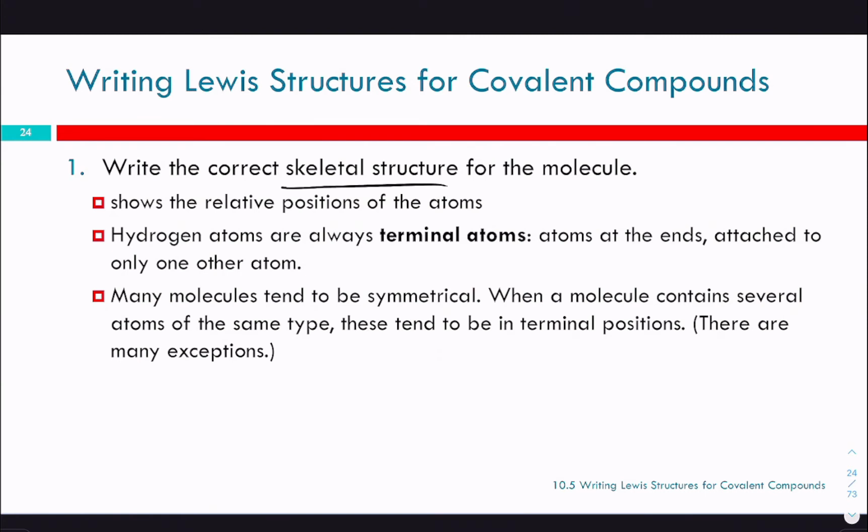And one of the important things here is that hydrogen is always a terminal atom. Because if you think about it, hydrogen only has one electron. It can only ever form one bond. So it can't ever be bound to two things. So when I say terminal, that means it's on the end. It can't be in the middle of a chain.